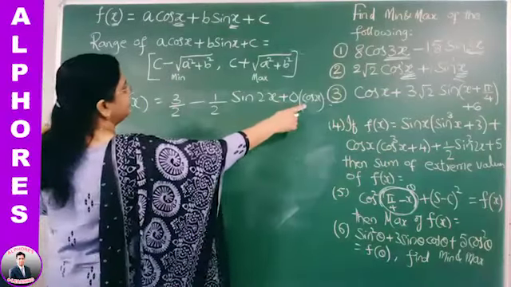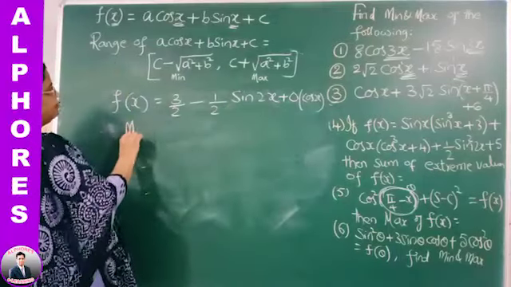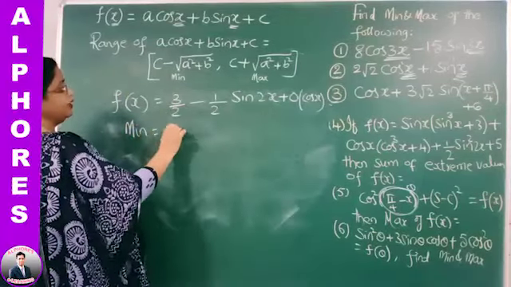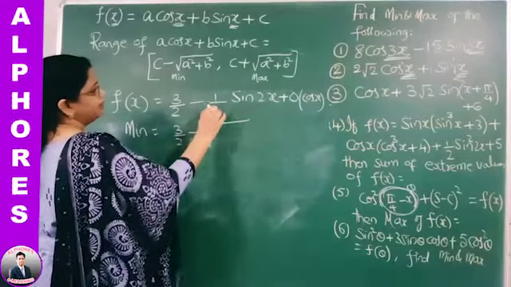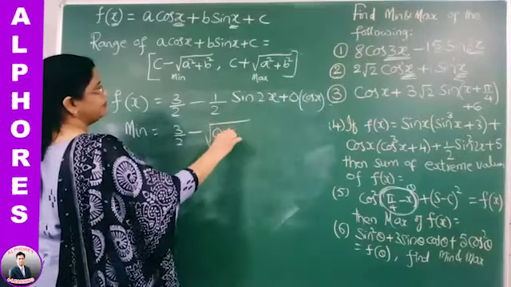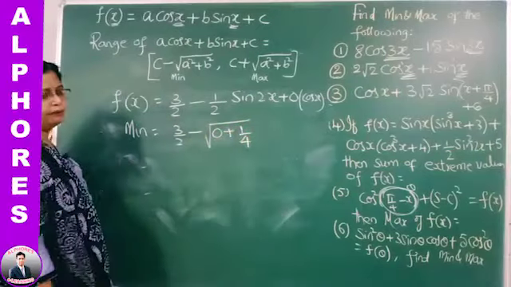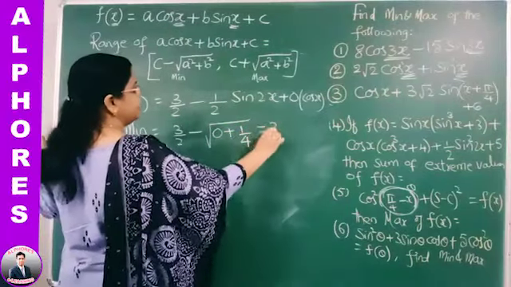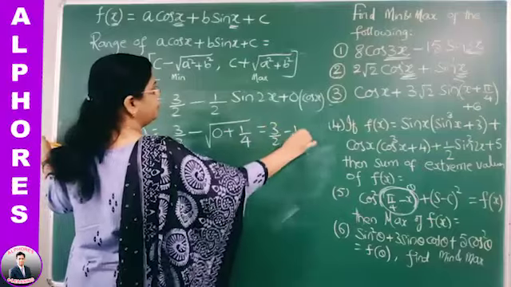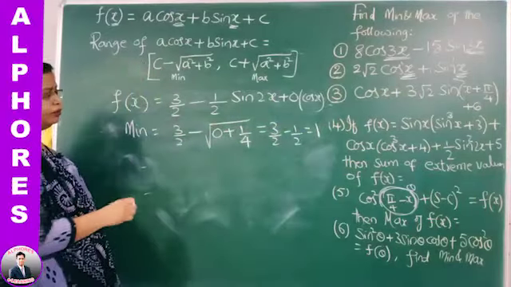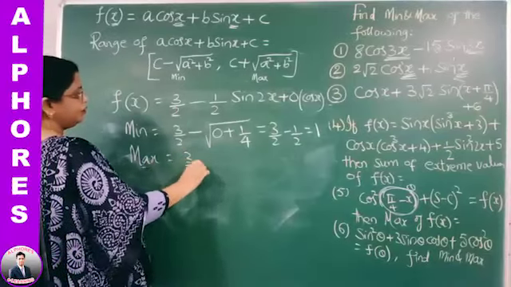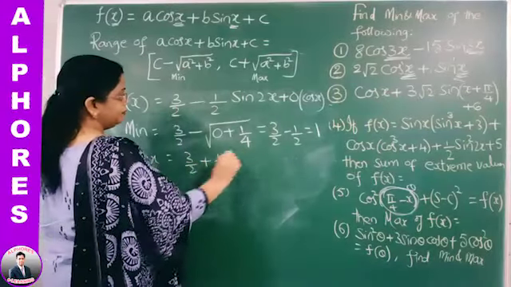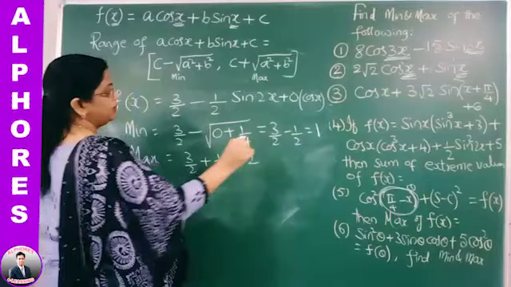So if I write in this way, then what is the minimum value? It is c minus under root of a square, that is 0, plus b square, 1 by 4. Therefore, this is 3 by 2 minus 1 by 2, and it is equal to 1. And the maximum value is in the same way 3 by 2 plus 1 by 2, and thereby it is 4 by 2, therefore it is 2.